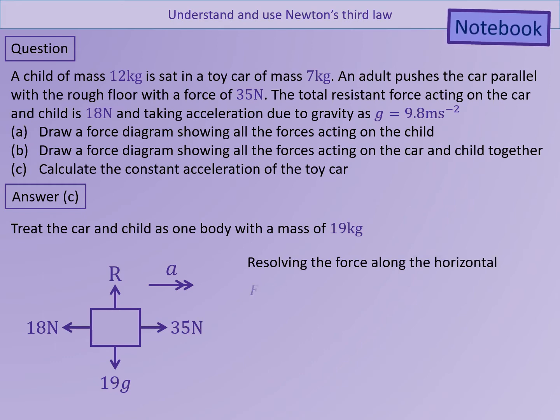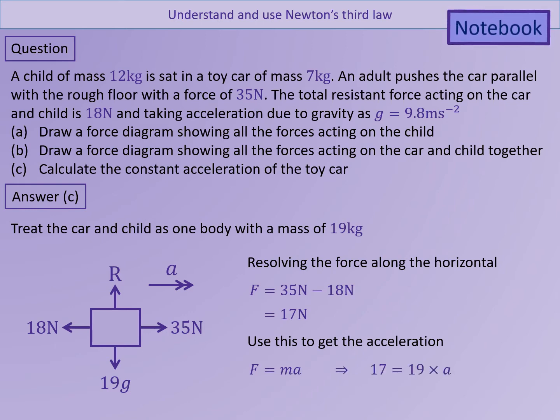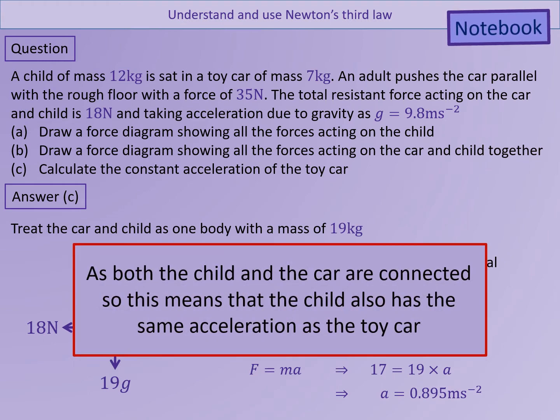The resultant force in the horizontal direction, taking left to right as positive, is 35 minus 18, so 17 newtons. We can use force equals mass times acceleration to give us the acceleration of the car and the child. Substituting this in gives us an acceleration of 0.895 meters per second squared. The car and the child are a connected object, so this means they both have this same acceleration.